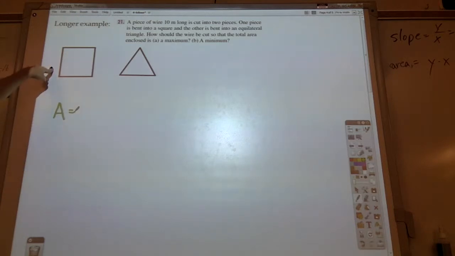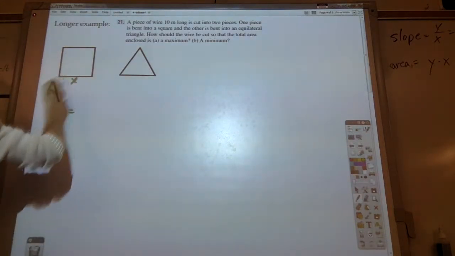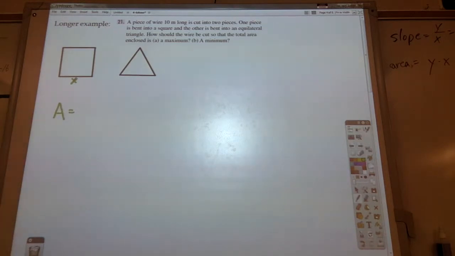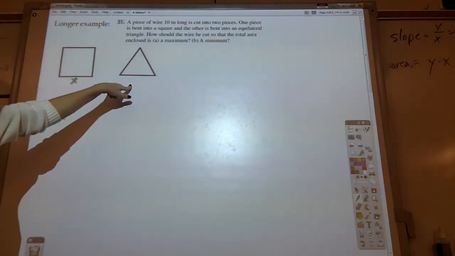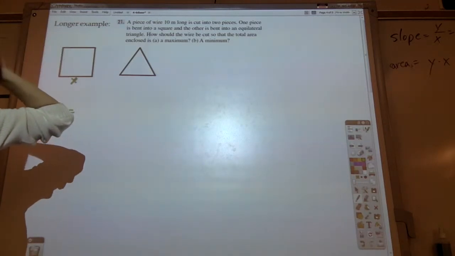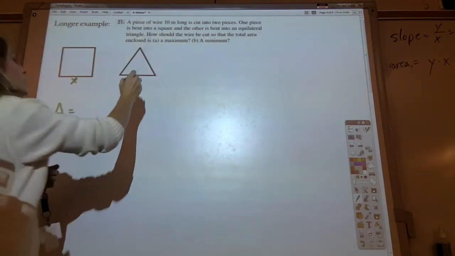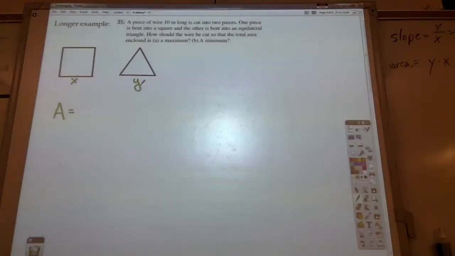So first we should probably label our pictures. X, around that whole square. And then what do you want over here? Is that also going to be an X? No, we should make that different. Yeah, not necessarily T. An H. Okay, so what is the formula for my area?